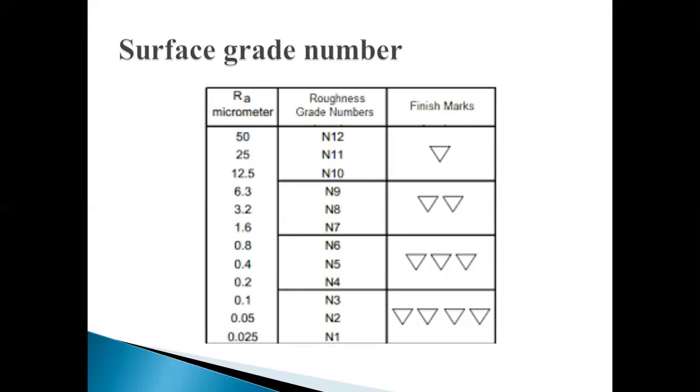For example, 50 is represented by N12, or we use symbols with reverse triangles. One reverse triangle means higher roughness, and when there are four triangles at the end, it means lower roughness.